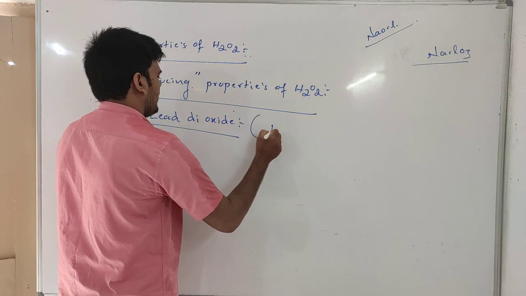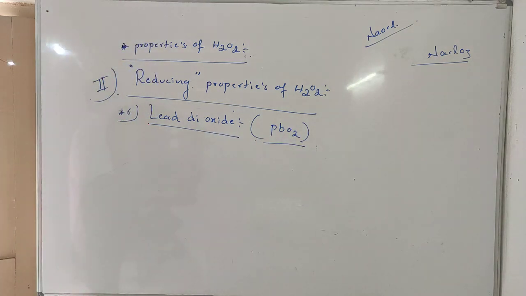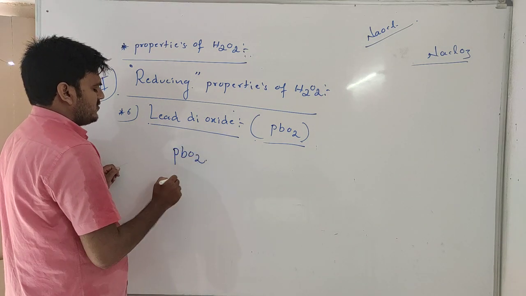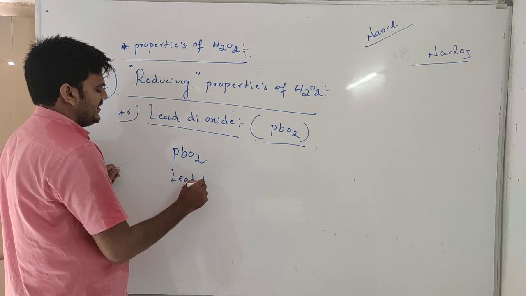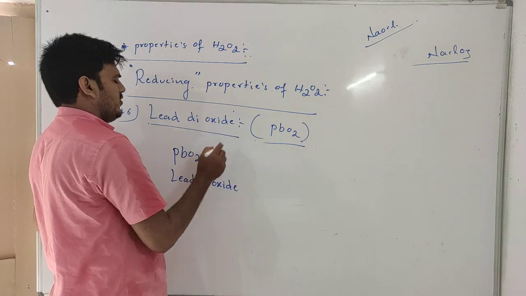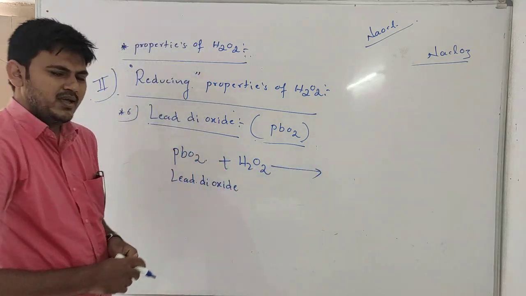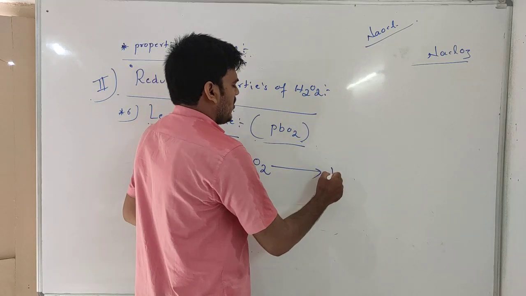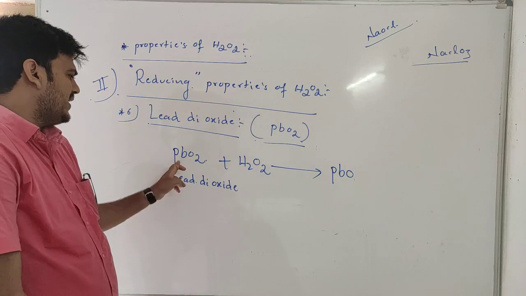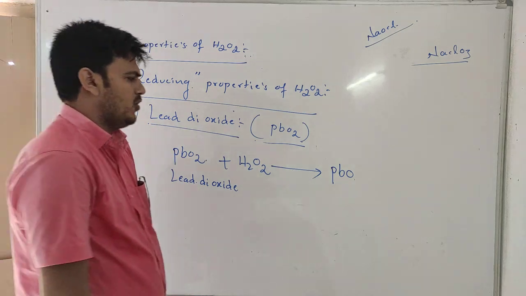Generally, lead dioxide formula is PbO2. So the compound name is lead dioxide, formula PbO2, plus our compound hydrogen peroxide, formula H2O2. Very simple. Then lead dioxide is directly converted into lead monoxide, that is lead oxide, PbO.